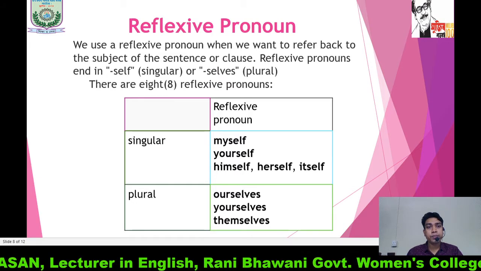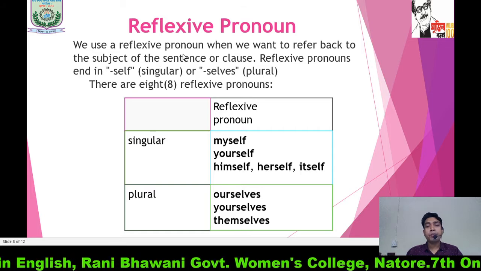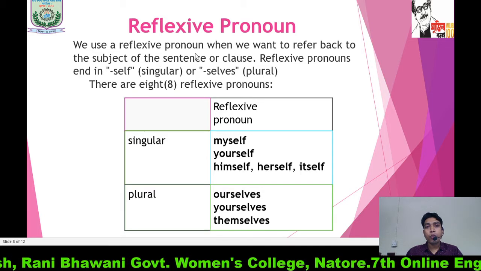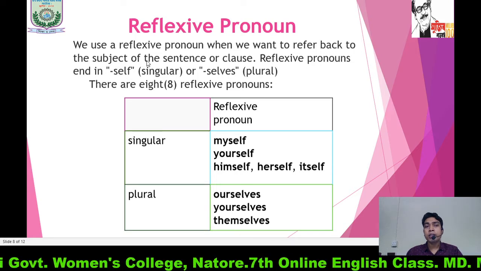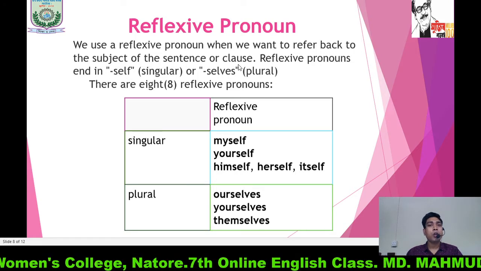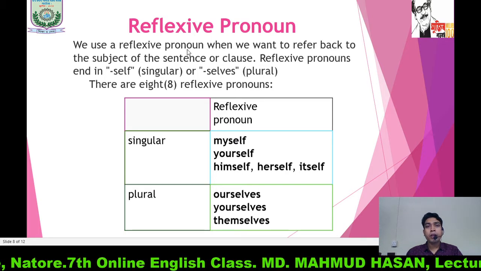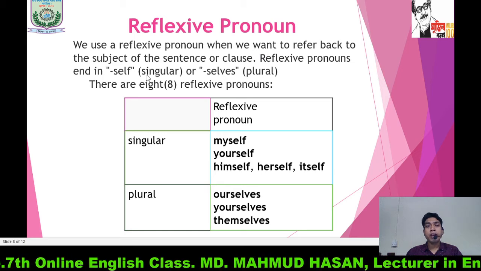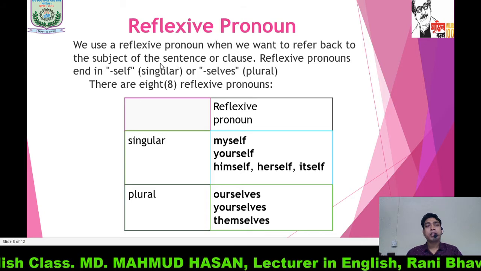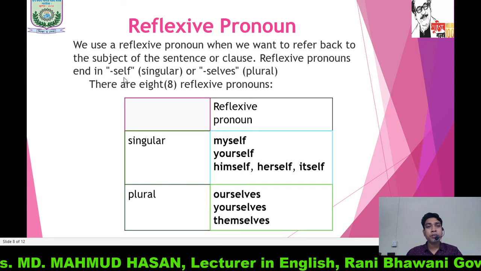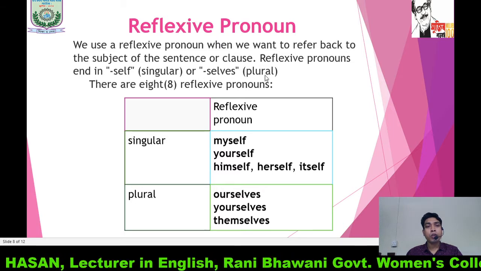Reflexive pronoun. We use a reflexive pronoun when we want to refer back to the subject of the sentence or clause. Reflexive pronouns end in self in case of singular or selves in case of plural.